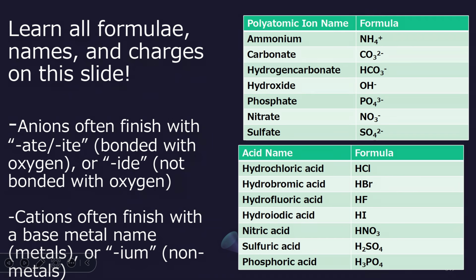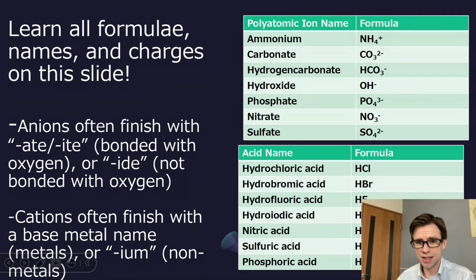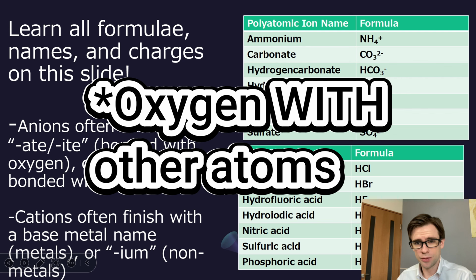So a lot of these things are connected together, and once you see the patterns and relationships, it's going to be easy to remember those steps and the names and the formula and the charges of all these things. So some rules: anions usually finish with ate or ite when they are bonded with oxygen, which most of these are. If they're not bonded with oxygen, anions finish with IDE. We've discussed that in my previous video as well. So oxygen, oxide; nitrogen, nitride; sulfur, sulfide, the suffix changes to IDE. But when oxygen is involved, it will be changing to ate most of the time, sometimes ite.